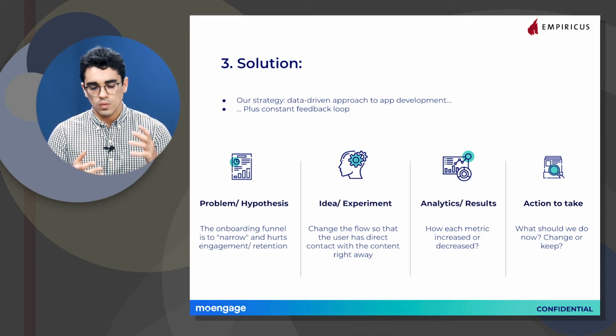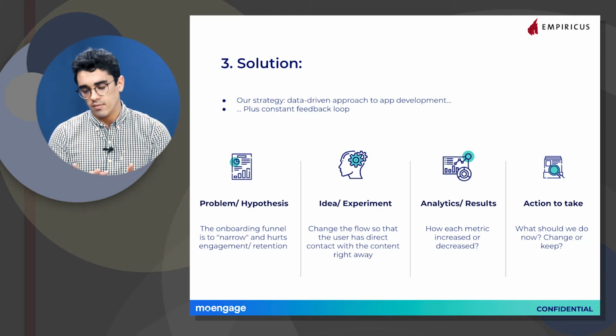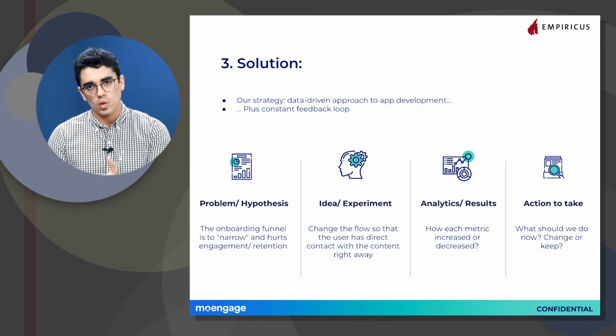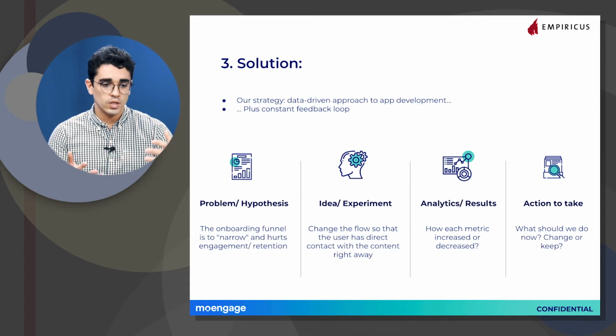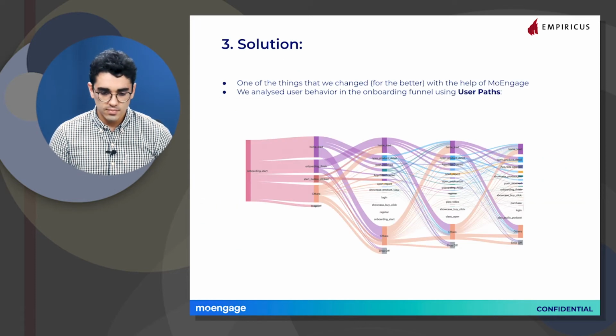So we had an idea, and this became one experiment: to change the flow a little bit and make it wider, so that people get access to the content right away and know what we do. Once we did that, we went to the analysis, to look at results, to see how each metric changed based on what we did. And then the last topic: what should we do next?